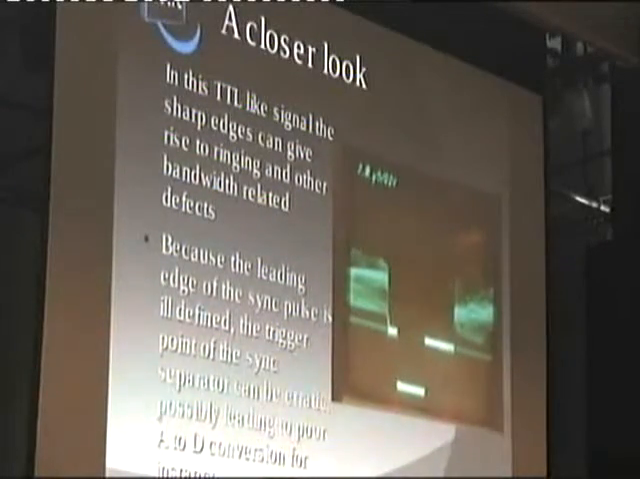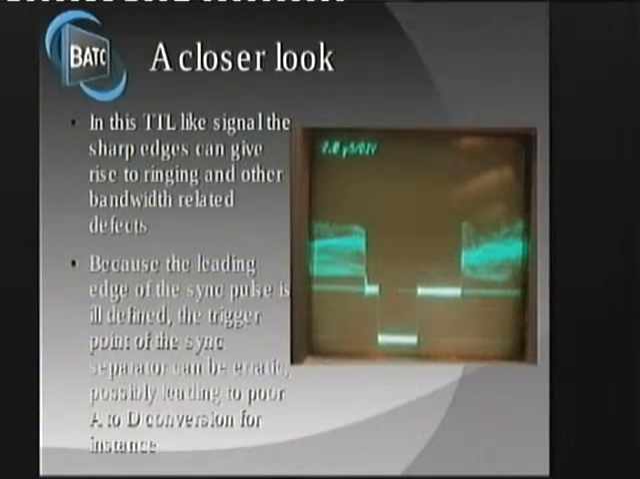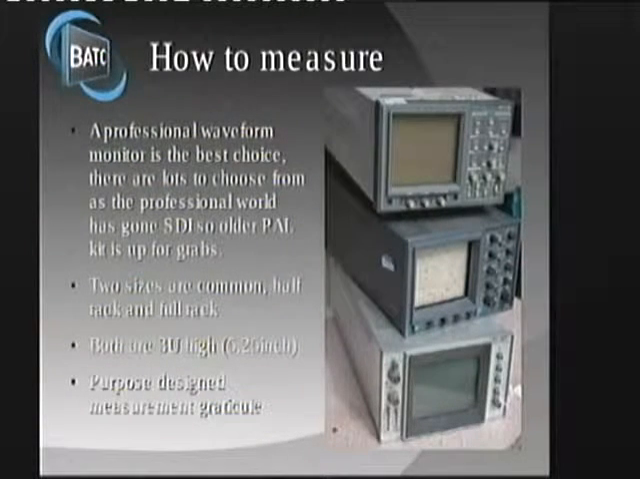And this is a really bad one I found that came out of some horrible little closed circuit TV camera. Very steep. Well, if this leading edge of the sync pulse is ill-defined, it can lead to an erratic trigger point in the sync separator, which can lead to jagged picture edges, or if you're feeding into an analog to digital converter, it can really play up there.